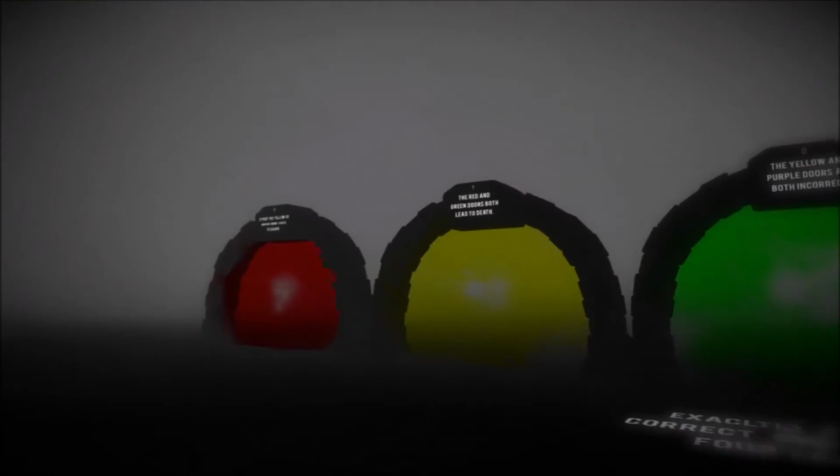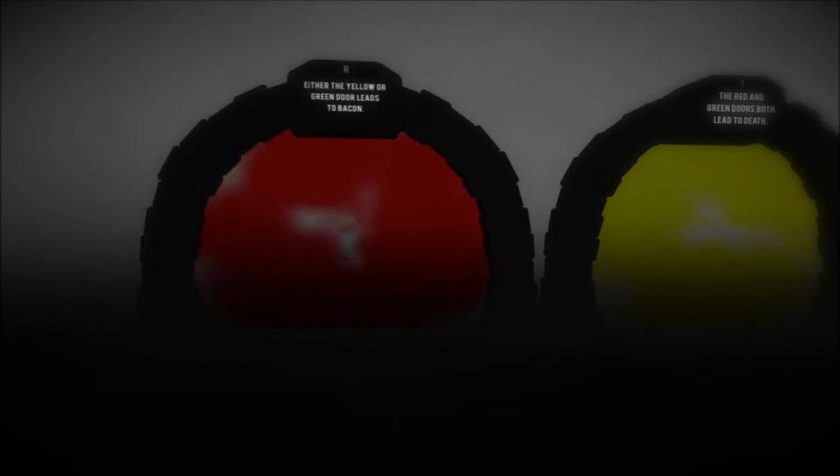Yellow would be incorrect. Green would be incorrect. And blue would be incorrect. And 2 are true. So red can never be... Okay, we got traction now. Red can never be correct, which means... or red can never be bacon. Is that what I just said? Right? Yeah.